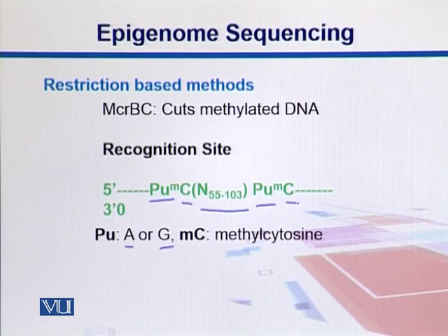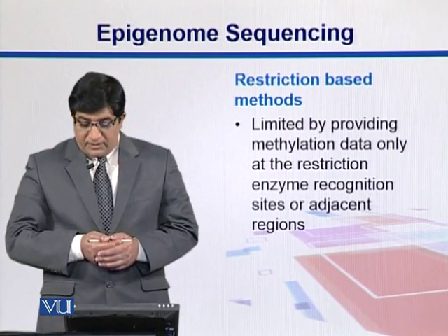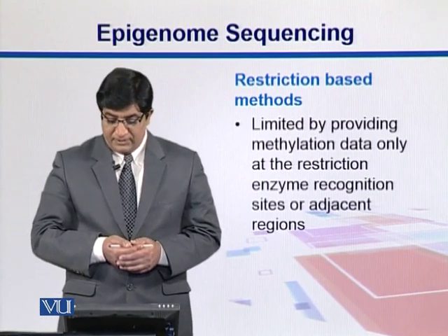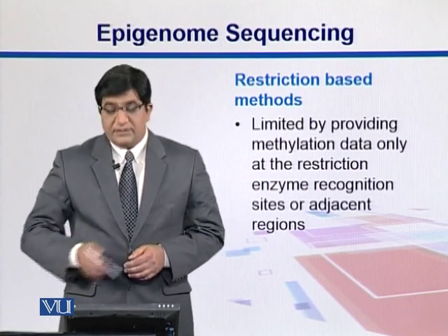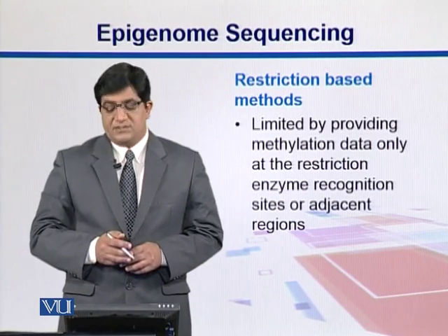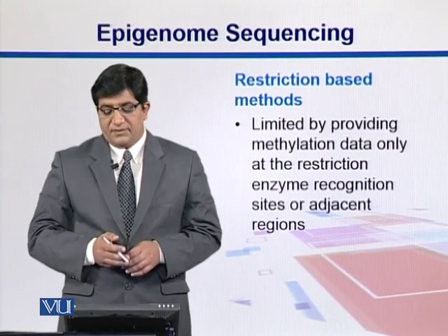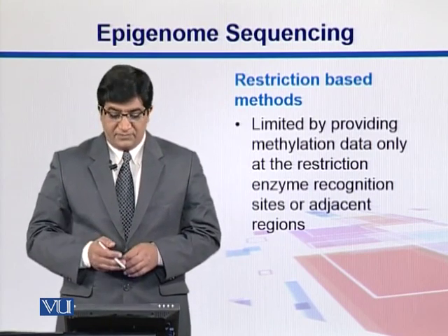So this enzyme actually recognizes these sites, and in this way we can identify those cytosines which are followed by purines and which are separated from one another by this much length, and we can suspect that these cytosines are methylated. But this is limited. It provides only the data from those cytosines which are present where we have that restriction site.